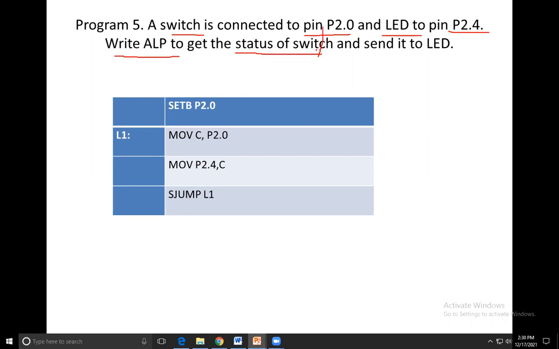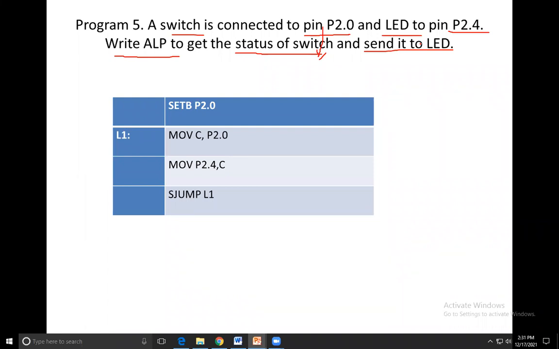So write an ALP, an assembly language program, to get the status of the switch P2.0, meaning whether the P2.0 port is on or off. If it is on, it takes the value 1, and if it is off, the value 0. You have to check the status of the port P2.0 and send it to the LED. Suppose pin P2.0 is 1, then the LED will be on. And if P2.0 is off, the LED will be off. So you take the status of the switch and, according to it, send it to the LED.